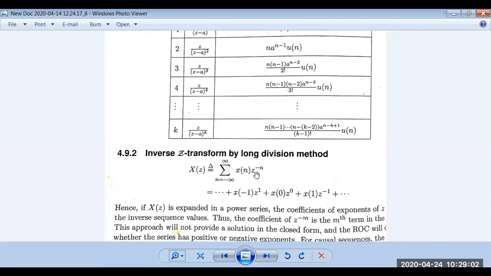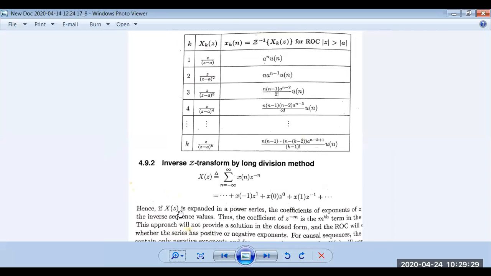See here, how many terms are there? There are infinite terms, ranging from minus infinity to plus infinity. From minus infinity to minus 1, they're all negative n's. But every negative n has got a positive power of z. Everybody understand? This is the gist that you need to understand, which you are all aware of by now.